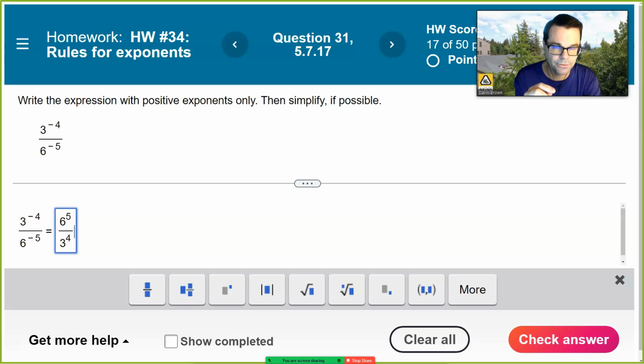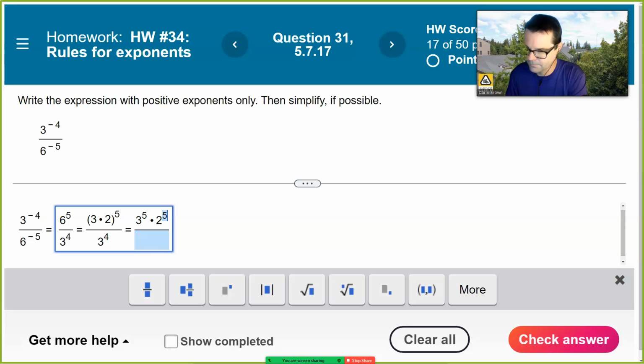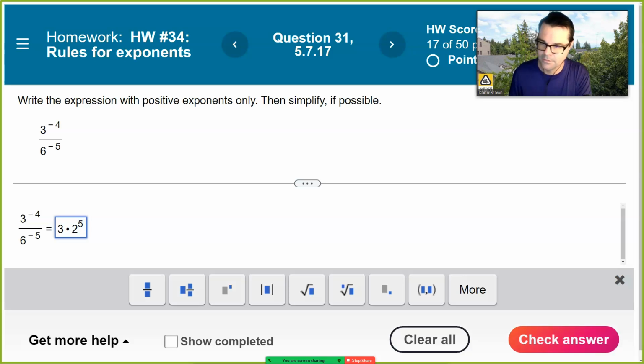is 2 times 3. So if I break that up as 3 times 2, all raised to the 5th, all over 3 to the 4th, then I can distribute the 5 and get a fraction that has 3 to the 5th times 2 to the 5th, all divided by 3 to the 4th. And now I can see, oh, 3 to the 5th over 3 to the 4th is 3. So I got 3 times 2 to the 5th. So instead of evaluating 6 to the 5th and 3 to the 4th, break it up into the prime factors, cancel stuff. So it's 3 times 2 to the 5th. So 3 times 32, which is 96.